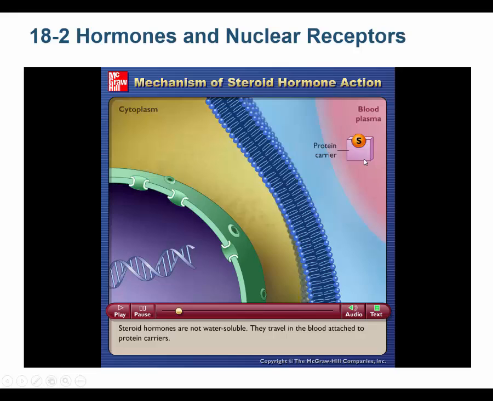So if you don't make the carrier, how can you transport the hormone to its target cell? You can't. So there are cases, some diseases, where you make plenty of the hormone. That's not the problem. The problem is you're not making plenty of the carrier. So we do need to understand these mechanisms so we understand what to address with certain diseases.